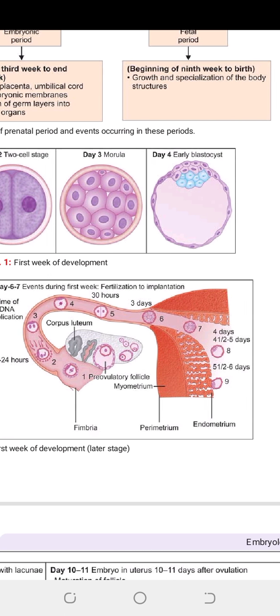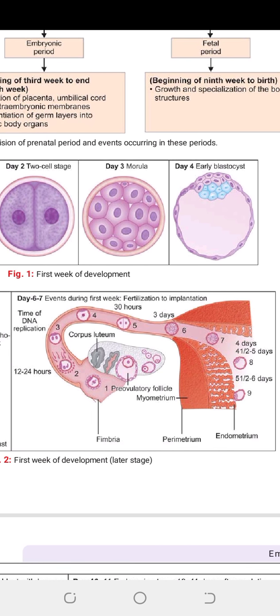All the events are summarized here. In the first week, the pre-ovulatory follicles, as the LH surge rises, lead to ovulation. Within 20 to 24 hours, the ovum gets fertilized, and it converts into 2 cell stage and 4 cell stage, and finally the morula enters the uterine cavity. It requires some fluids, and then it's known as blastocyst.